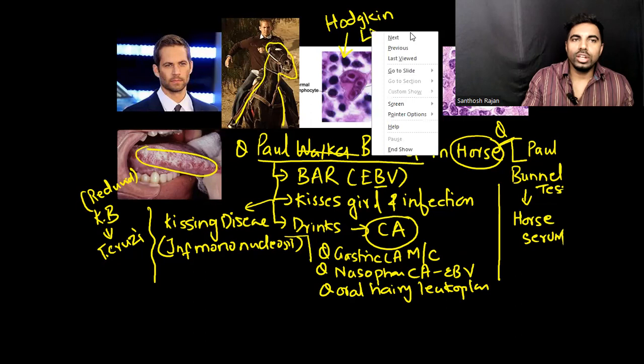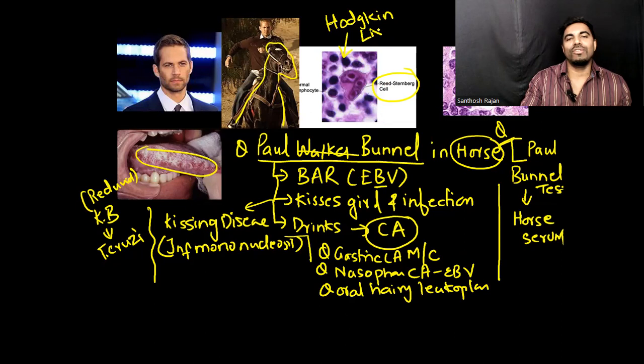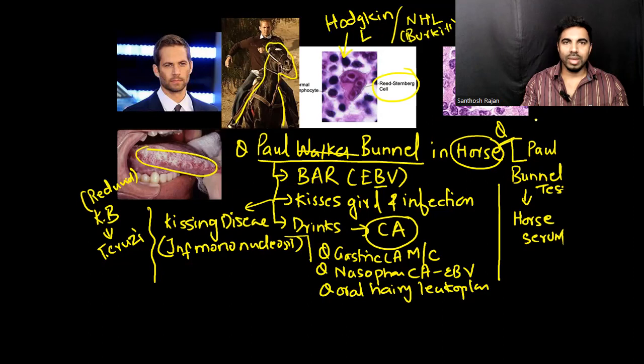So Epstein-Barr virus causes all types of lymphomas. Not only Hodgkin lymphoma, it also causes non-Hodgkin lymphoma. Again, in non-Hodgkin lymphoma, the type is Burkitt's. Okay, Burkitt's, B-U-R-K-I-T-T.